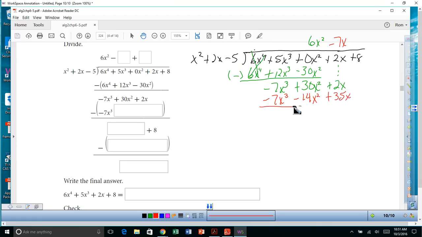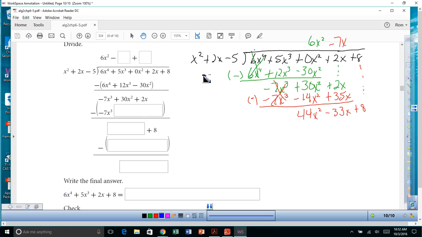35x. Again, we're going to subtract the second line from the first. These cancel out. If they don't cancel out, you know you've multiplied wrong. 30x squared minus negative 14x squared would be positive 44x squared. 2x minus 35x would be minus 33x. Now it's time to bring the 8 down. Plus 8.